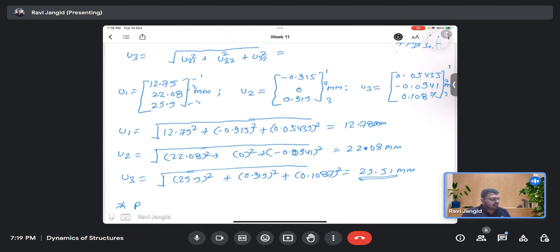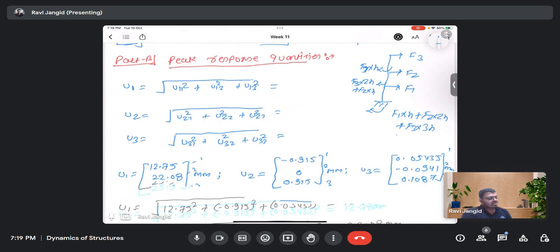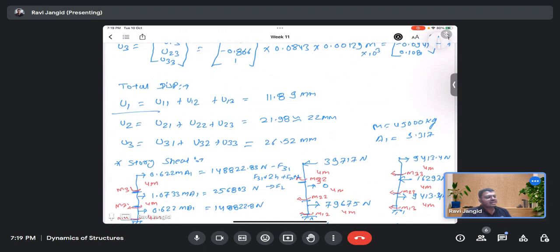Now the peak response for stories here. Sir, we have calculated U1, U2, U3 above also. Can you scroll up? This one? Yes, that is the absolute sum method. There are two methods to find out the peak response. One is the absolute sum method, one is the SRSS, square root of sum of square, and another is the CQC. So we are calculating by both the methods.